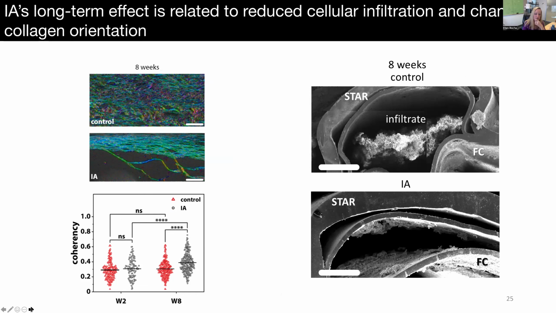So this is kind of a multifactorial phenomenon that we're still looking into a little bit more, but early on you see a change in the acute immune response. You see a difference in the thickness of the capsule to a certain point, and then you see a difference in the quality or the orientation of the fibrous capsule at later time.